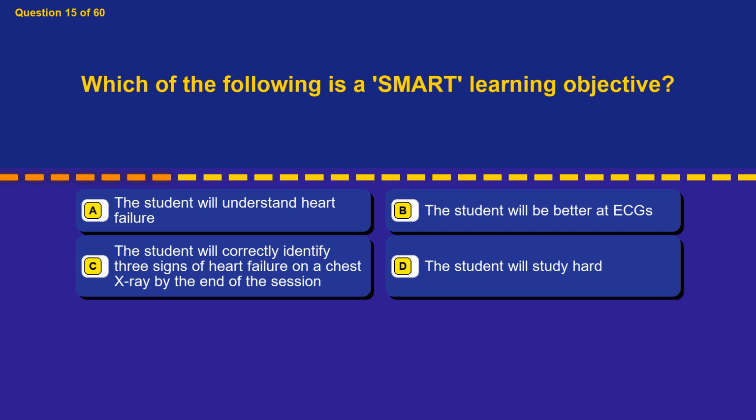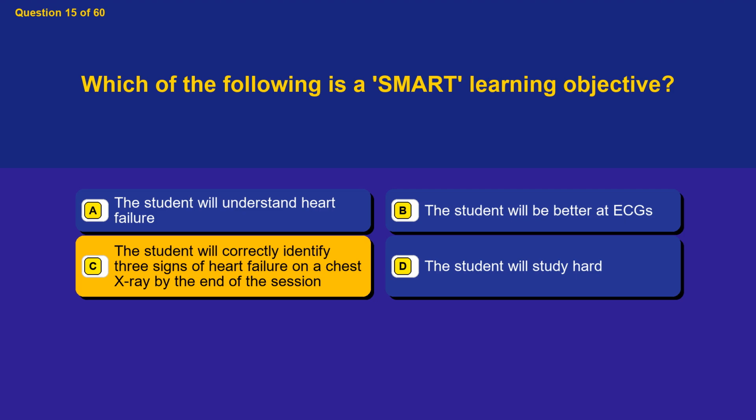Option A, the student will understand heart failure. Option B, the student will be better at ECGs. Option C, the student will correctly identify 3 signs of heart failure on a chest X-ray by the end of the session. Option D, the student will study hard.